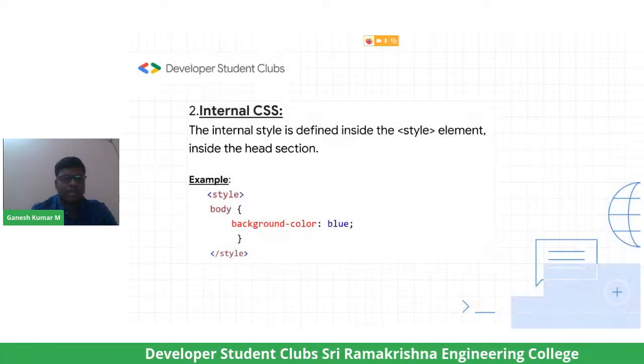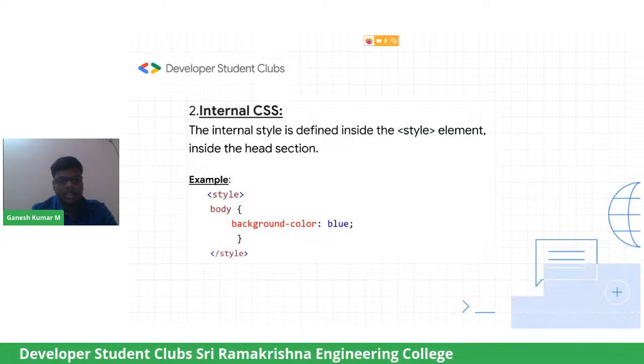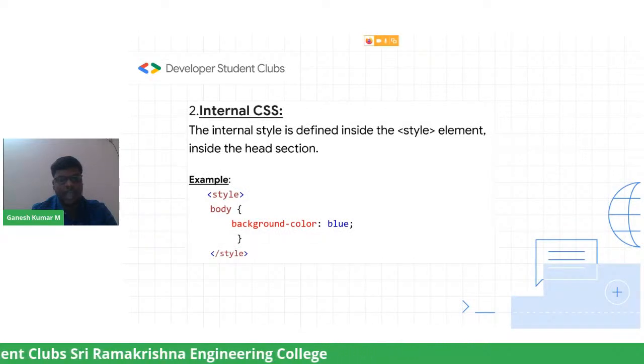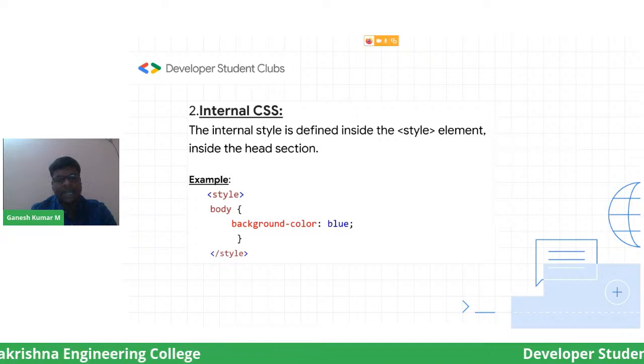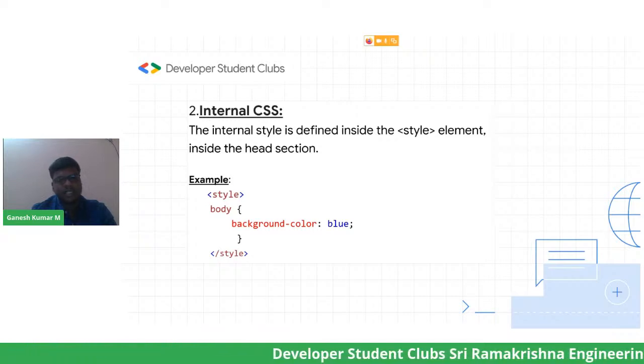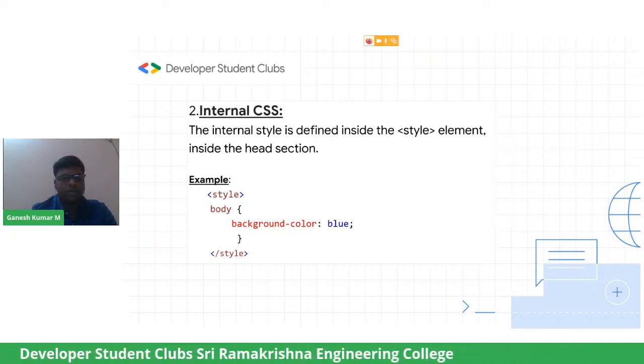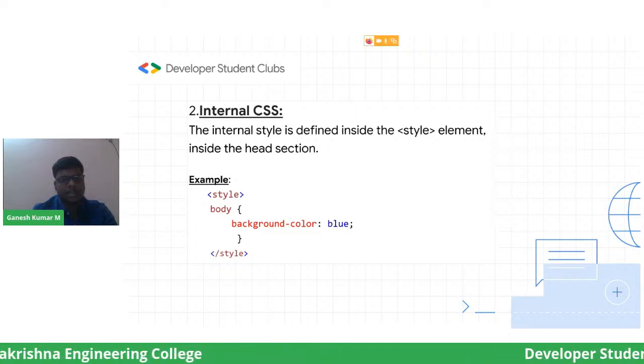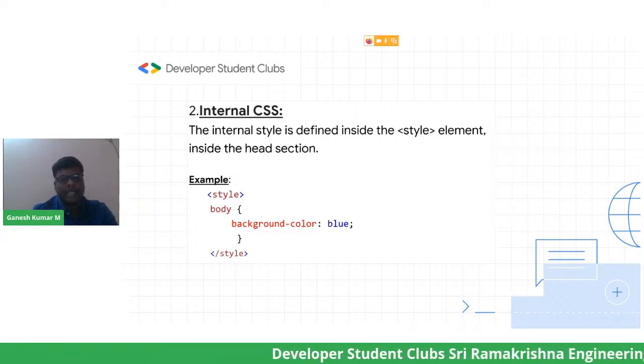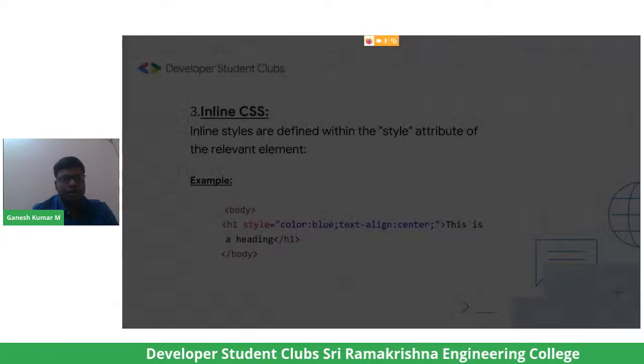Next, we look into the internal CSS. The internal CSS is nothing but we have to specify a style tag in between the head section. And inside the style tag, we specify what we are going to do. Here I am selecting the body section and setting the background color to blue. This is one type of adding CSS.